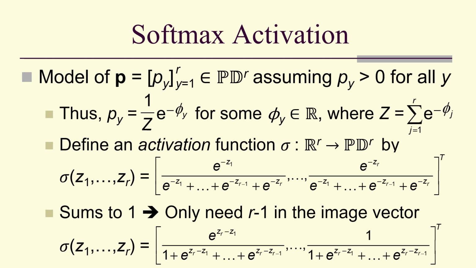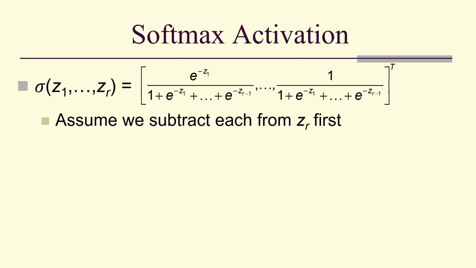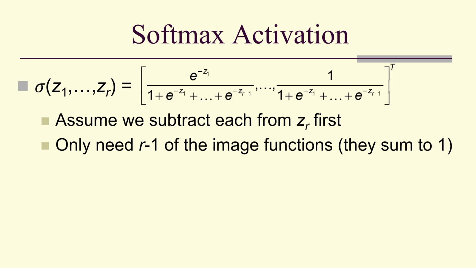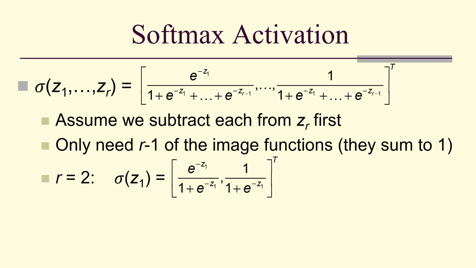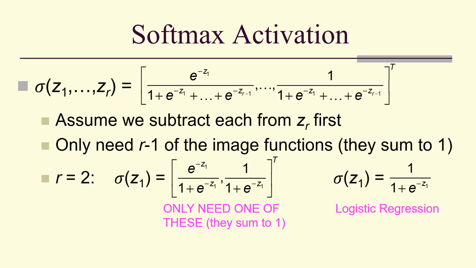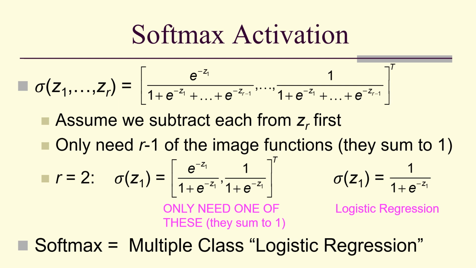And the coefficients sum to 1, so we only need r minus 1 of them, and so we can multiply the top and the bottom by e to the z r and get something like this. And that looks something like this with the assumption that we've subtracted each one of these from z r first. The reason I write it like this is because we only need r minus 1 of these functions. They sum to 1. And if r equals 2, we get 2 of these functions, and you only need one of them. So if we use the last one, then we have logistic regression. That is, softmax is multi-class logistic regression.